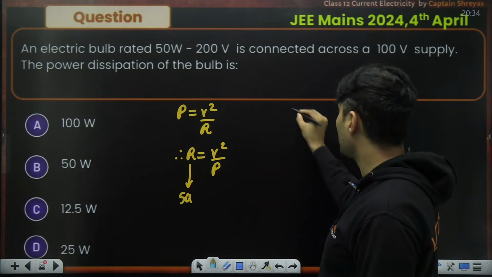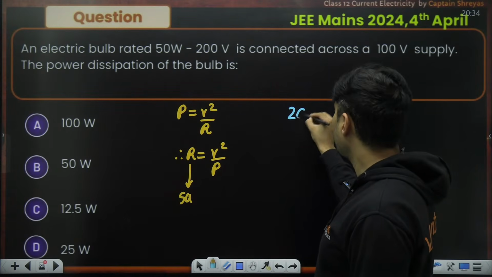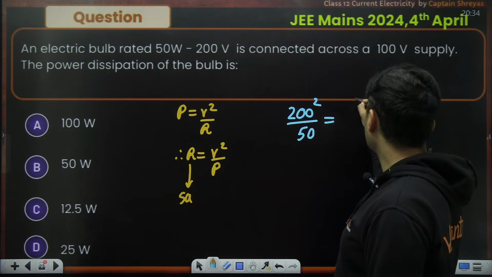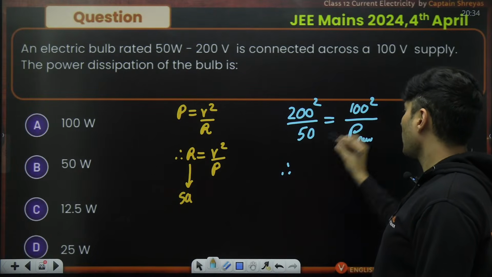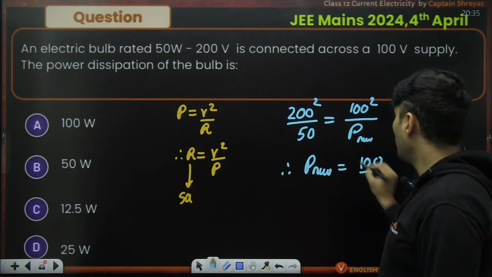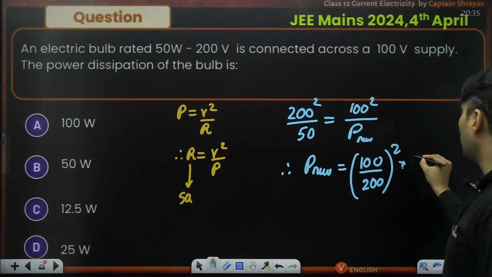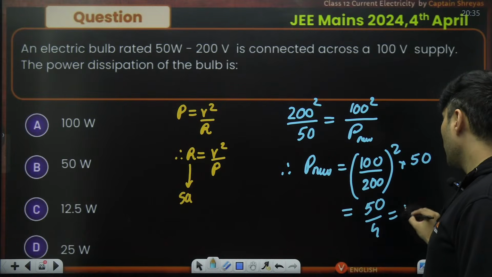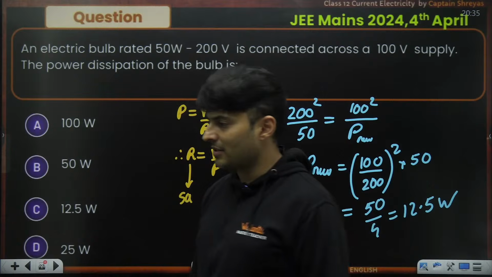Earlier, the voltage was 200. So 200 square. Earlier, the power was 50. Now the voltage is basically 100. And what is the new power? That is the question. So the new power will be 100 is there, 200 you bring it down, both of them are anyways squared, 50 goes on the top. So this will be nothing but 1 by 2 square, which is 50 by 4, which is 12.5 watts. So 12.5 watts means C.